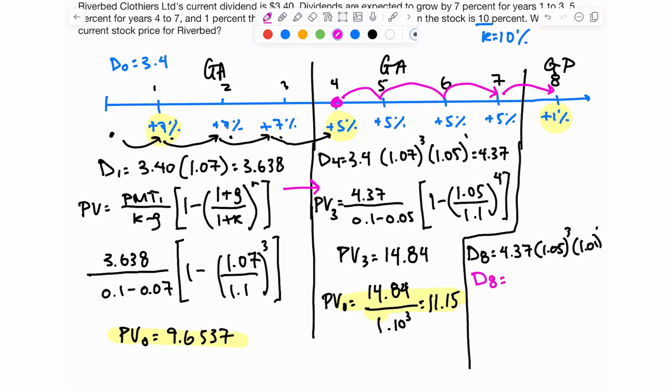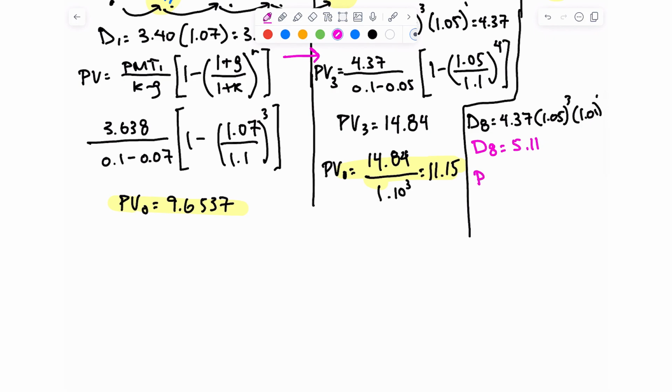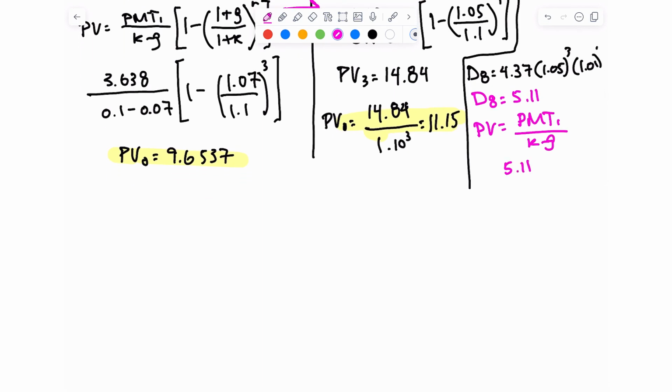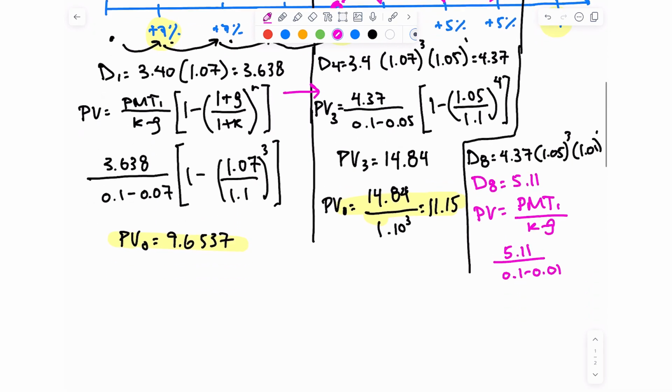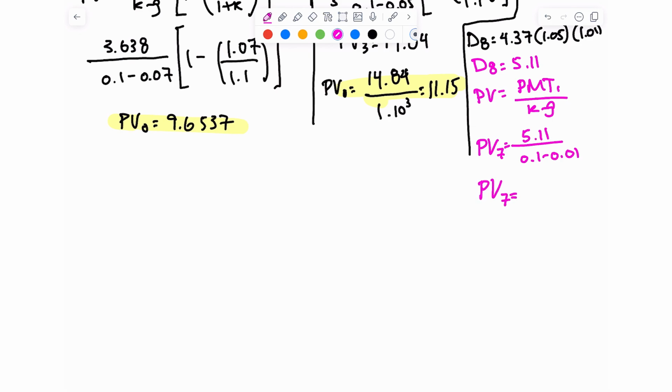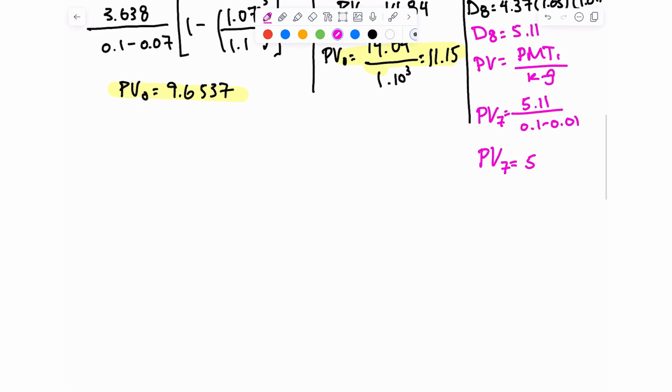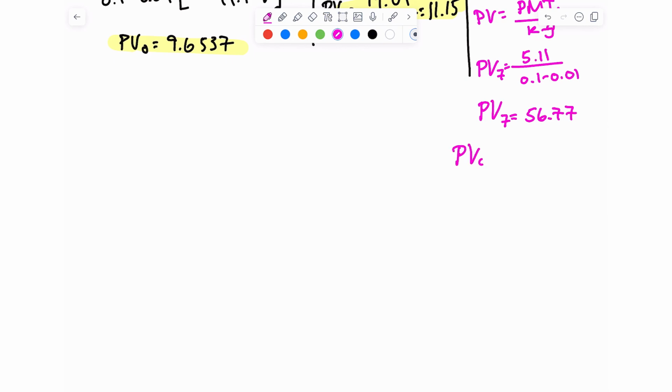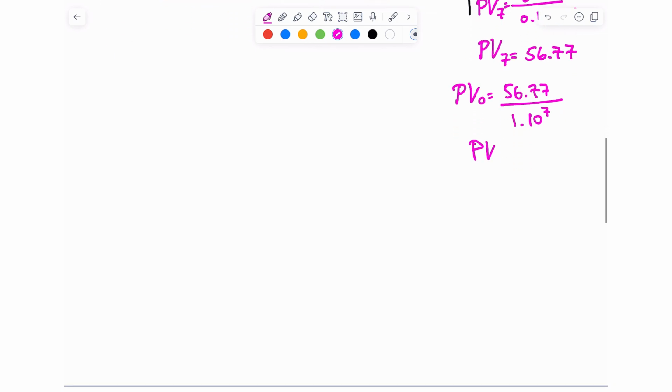So D8 is 5.11. Then we'll use our present value of a perpetuity formula, which is PMT1 over K minus G. Again, you might call it R. So 5.11 divided by K minus G. And this, because I'm using D8, or PMT8, whatever you call it, this is PV7. So PV7 is 56.77, which I will now discount back to time zero, like I did for the second part. 56.77 over 1 plus K to the 7. The present value of that is 29.14.